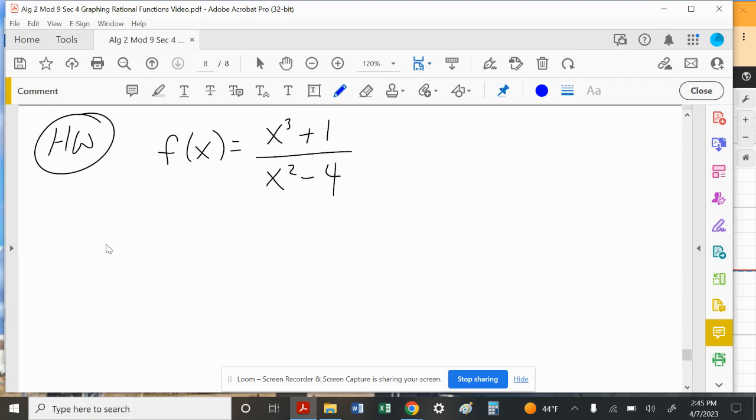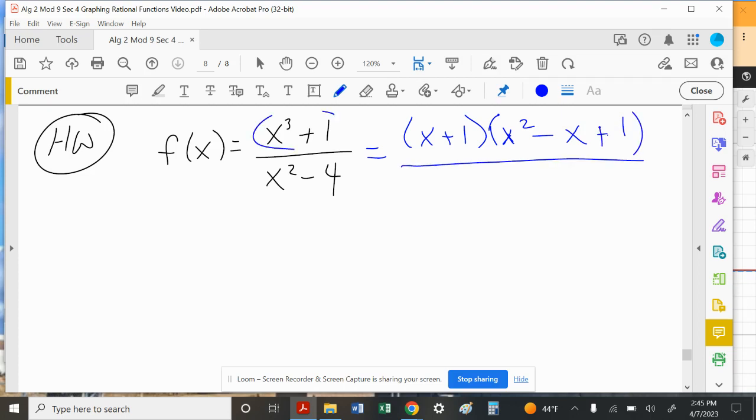The reason why I wanted to bring this one up is because in the numerator, we have x plus 1 times x squared minus x plus 1, or x plus 1 squared. And I know that because this is a perfect cube.